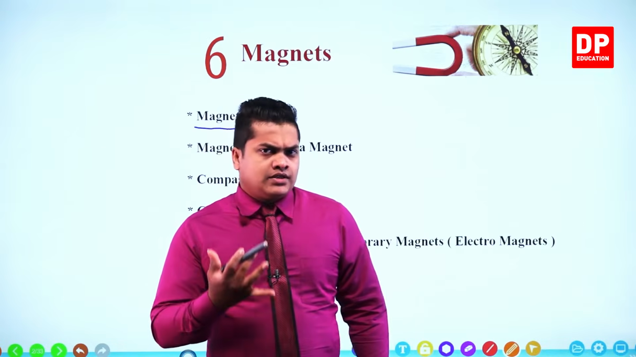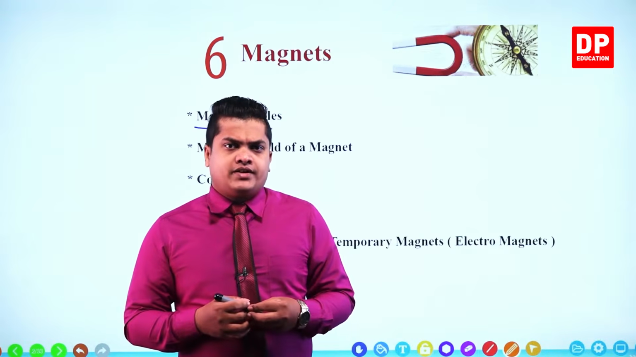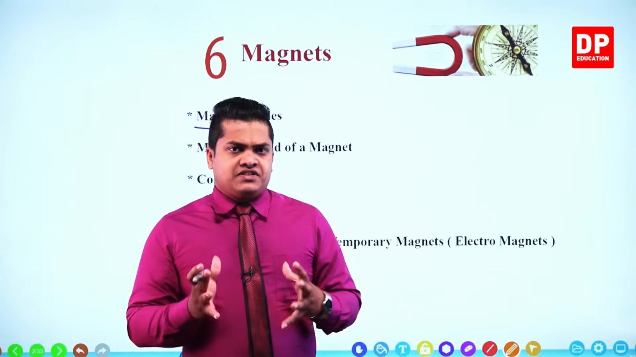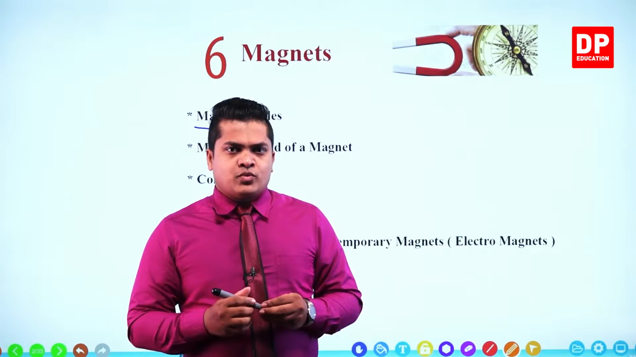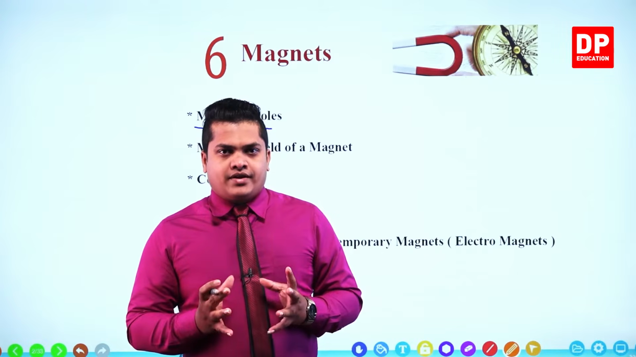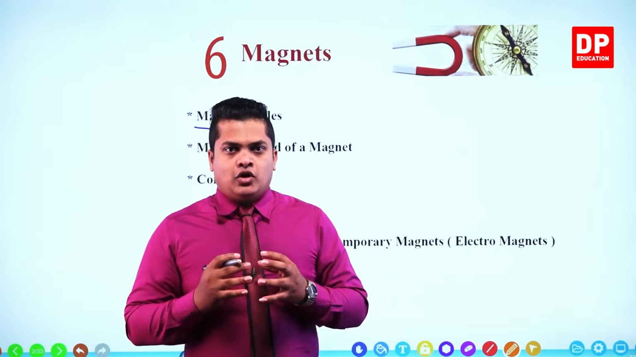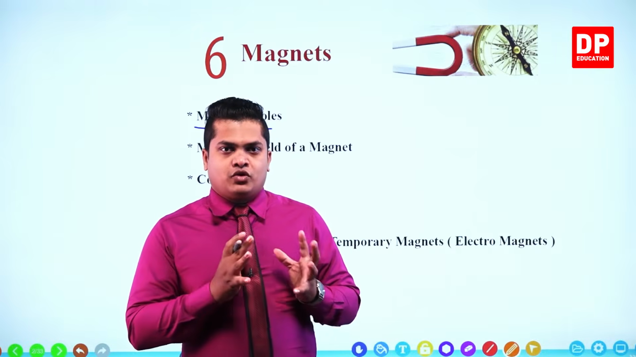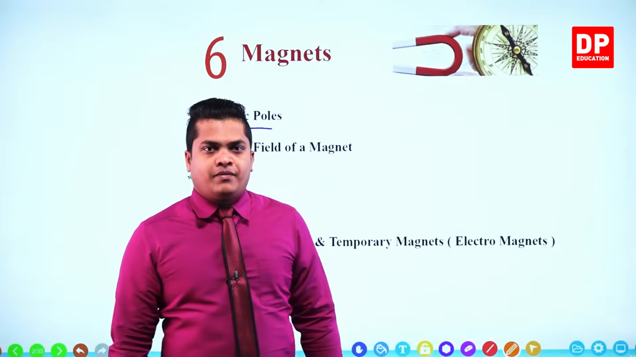And we'll again be discussing permanent magnets. You know what things are called permanent magnets. We divide permanent magnets into several categories, like the bar magnet, U-shaped magnet, horseshoe magnet, and so on. We'll be discussing those permanent magnets in the final part.